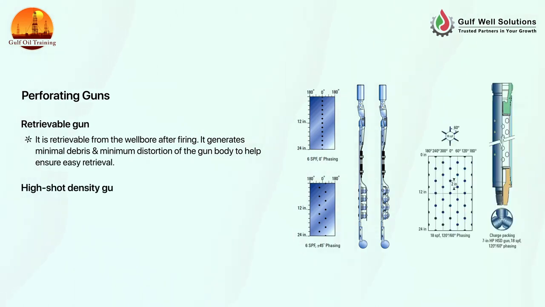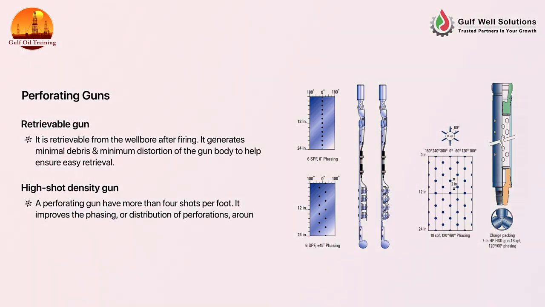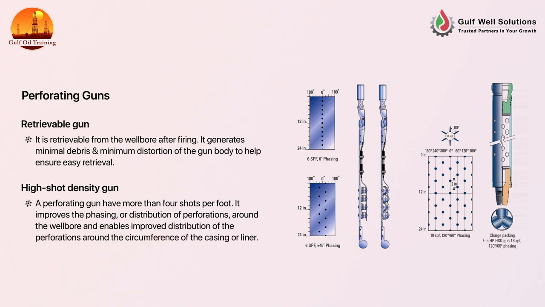High shot density gun: a perforating gun that has more than 4 shots per foot. It improves the phasing, or distribution of perforations, around the wellbore and enables improved distribution of the perforations around the circumference of the casing or liner.